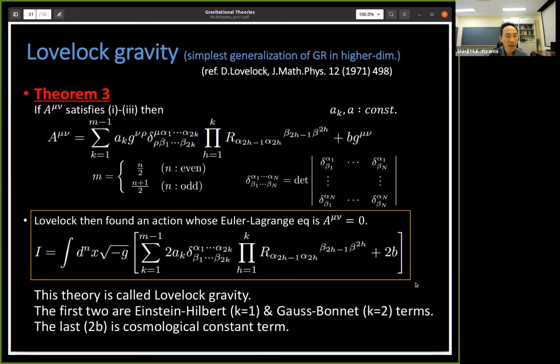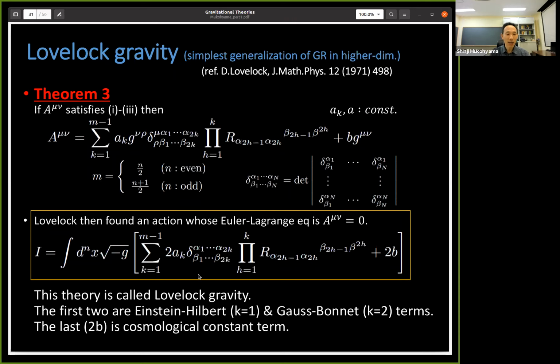Again, I'd like to stress here that Lovelock did not assume the existence of the action. So a priori it's not obvious whether this equation of motion has an action. But fortunately, it does. In other words, if we have an arbitrary equation of motion, then in general we cannot hope to find the action, because we need to satisfy a certain integrability condition. And fortunately, this satisfies the integrability condition, and we have an action.